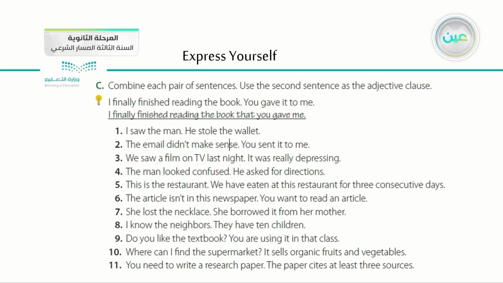After that, we went to exercise C, combine each pair of sentences, use the second sentence as an adjective clause. We have 2 sentences or more in each example or in each question. And we learned how to combine these 2 parts of sentences by using relative pronouns.